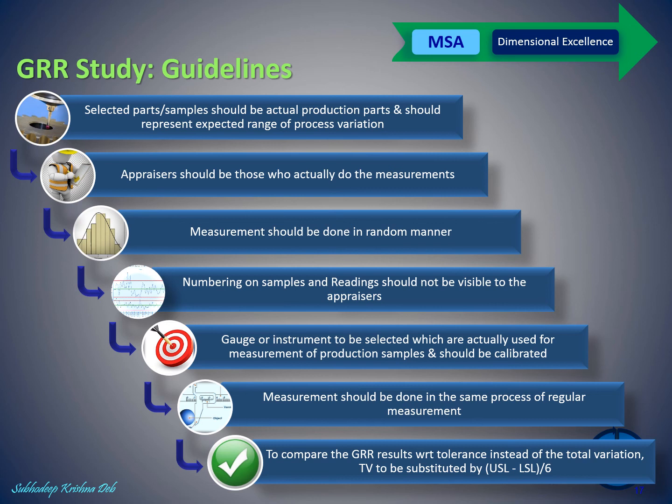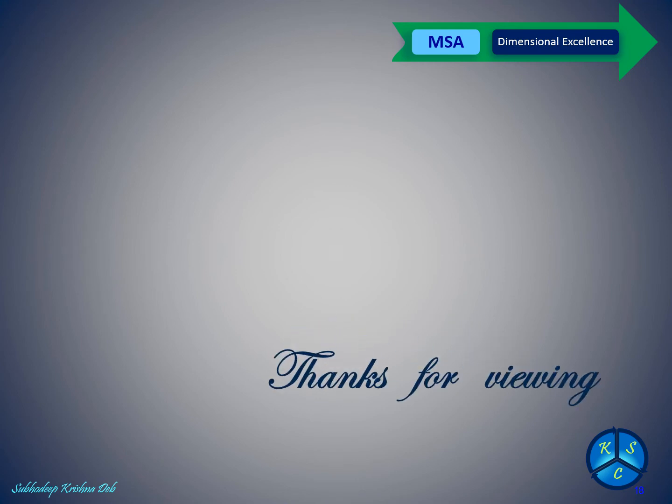So these are the guidelines we have to remember, and then only we can achieve what we are looking forward to for actual MSA and improving our measurement system as far as possible and reduce the measurement system variation. So that's all for this video. We have understood how GRR studies should be done, what are the guidelines, how it should be interpreted.